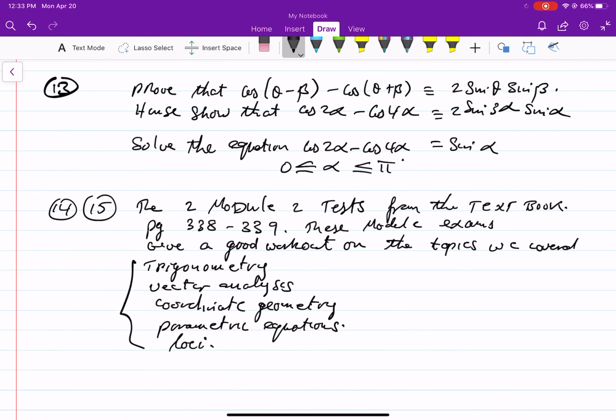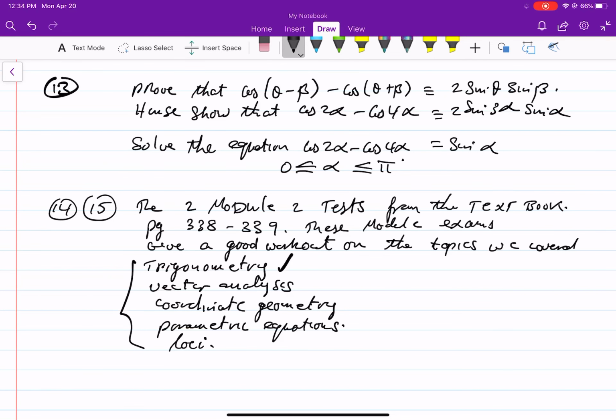14 and 15 have more to do with everything in Module 2 than just trigonometry. If you notice, it says here the 2 Module 2 tests or exams from the textbook, that Dipchand textbook that we're using. There are 2 Module 2 tests in there. You're going to go through both of them, page 338 and 339. This would give you a good workout on all the topics that we've covered in Module 2.